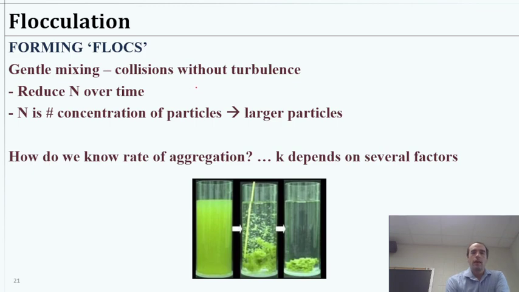And we want to reduce N, the concentration of particles. So this would be like particles per liter or something like that, right? Per volume. Maybe it's cubic meters, whatever it is. This is a number concentration. So we want to reduce the total number of particles in solution because they're sticking together, becoming fewer, larger particles, right? And actually, the picture down there shows it pretty well.